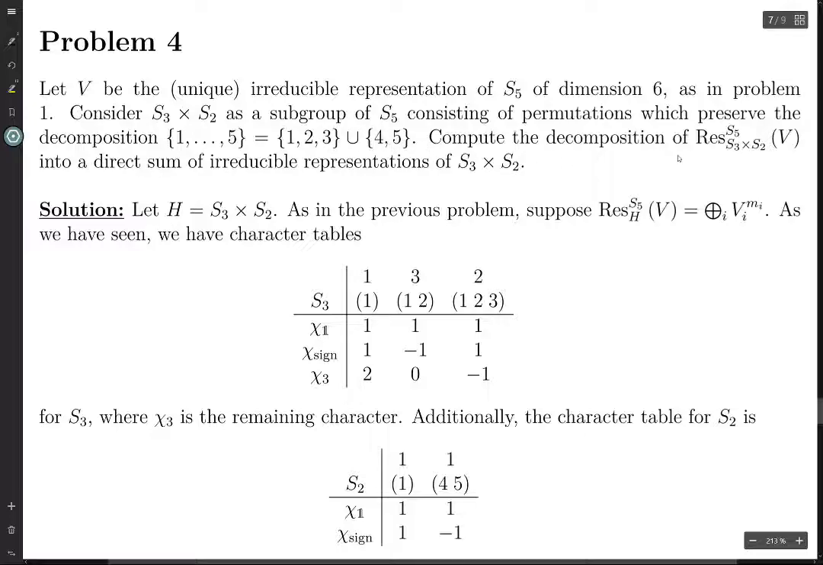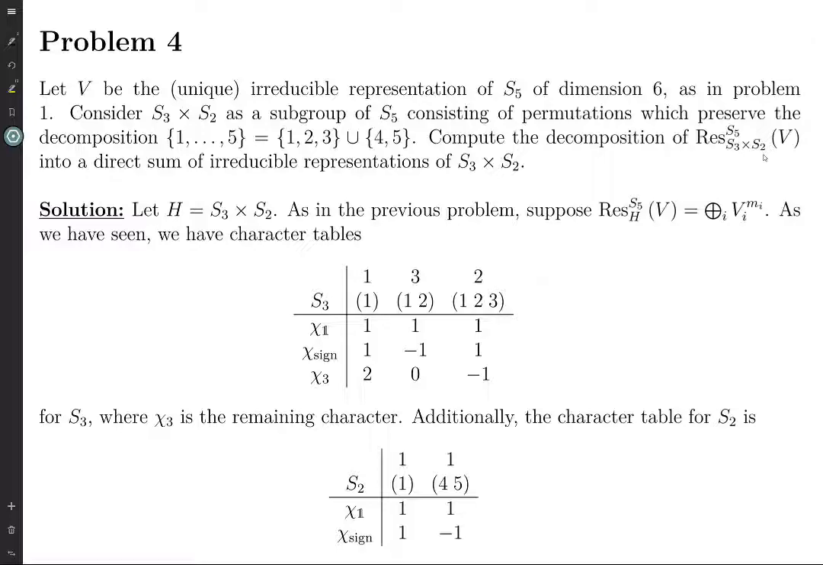And so we get a representation of S3 times S2 by restricting the representation V from S5 to S3 times S2. And so this is obviously going to be a product of irreducible representations, and they want us to find what those irreducible representations are. All right, so first, we want to find the character table for S3 times S2.